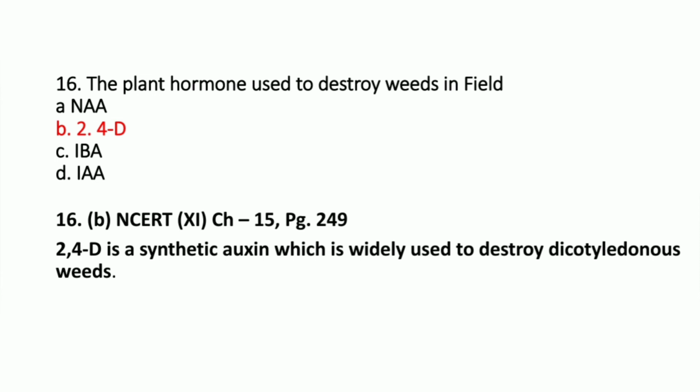16. The plant hormone used to destroy weeds in field. So answer is 2,4-D. 2,4-D is a synthetic auxin which is widely used to destroy dicotyledonous weeds.